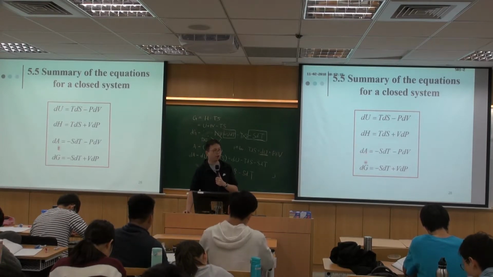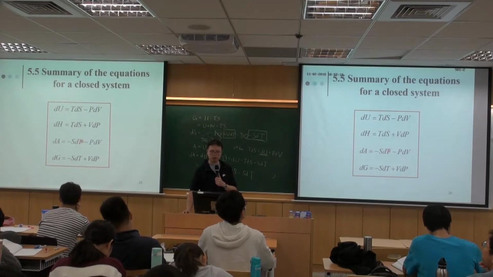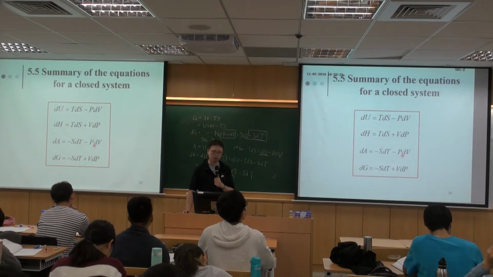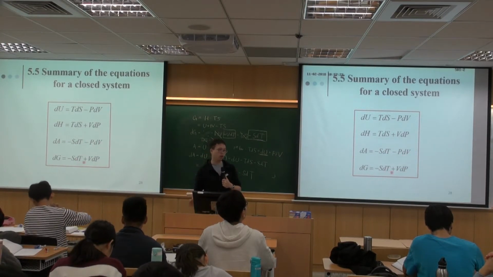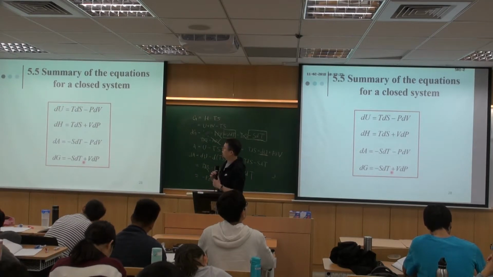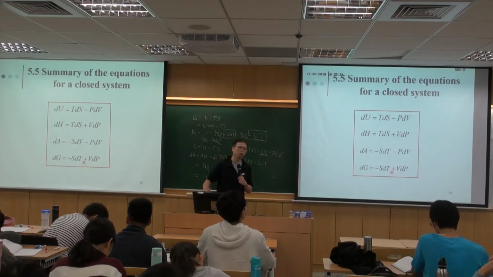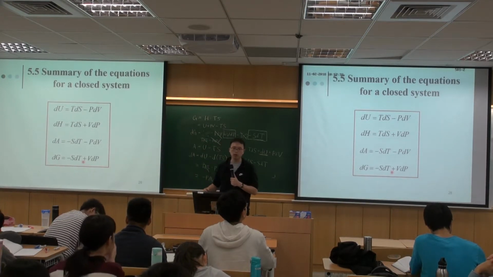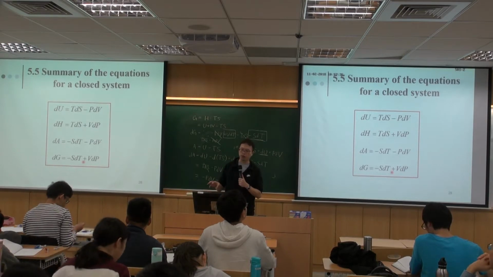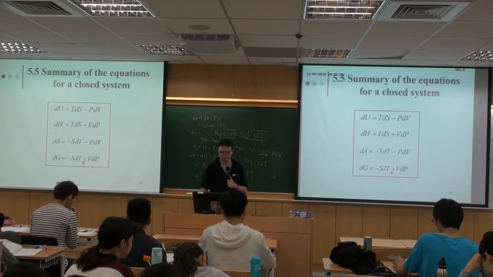But these two are very common because we can fix temperature, we can change temperature, we can fix volume, we can change volume. And these are the things that we can control and measure. So that's the reason why we have to introduce Helmholtz free energy and Gibbs free energy, because those quantities are more relevant to the independent variables that we can control and measure. Okay.